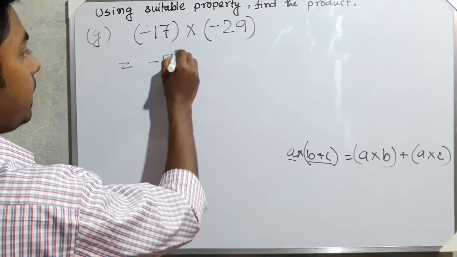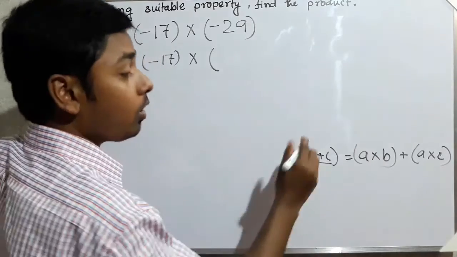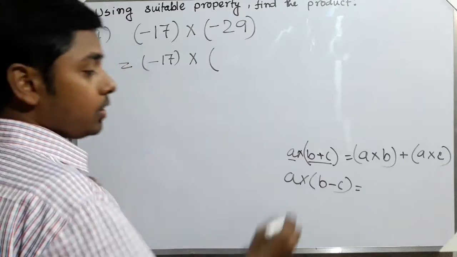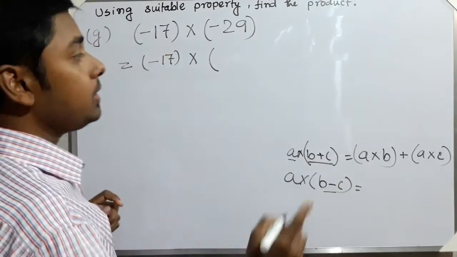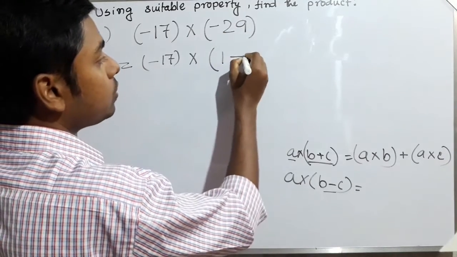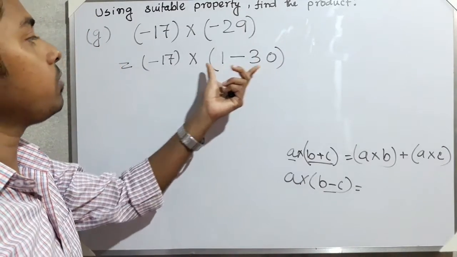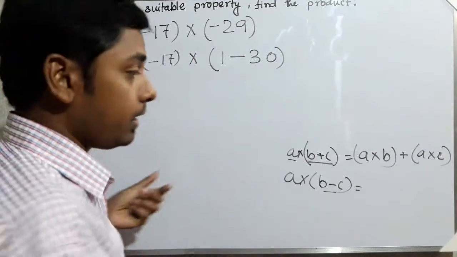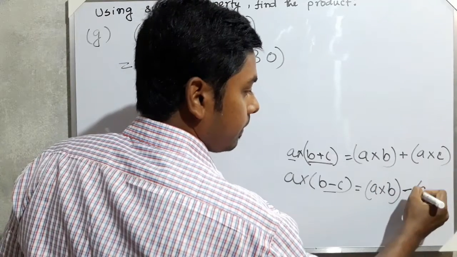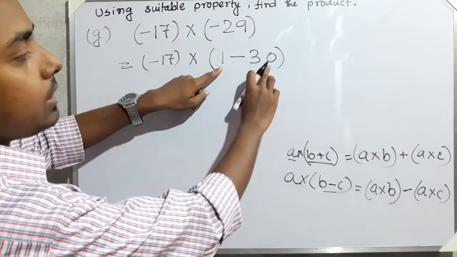Minus 17. Can we write this one in the form of b plus c or b minus c? Because this is also the distributive property. Yes, we can write it. So minus 29, how can we make it? If we do 1 minus 30, can we get minus 29? Yes, we can get it. Now a into (b minus c) is equal to what? a into b, and here it will be minus a into c. Here a into this one b and minus c.